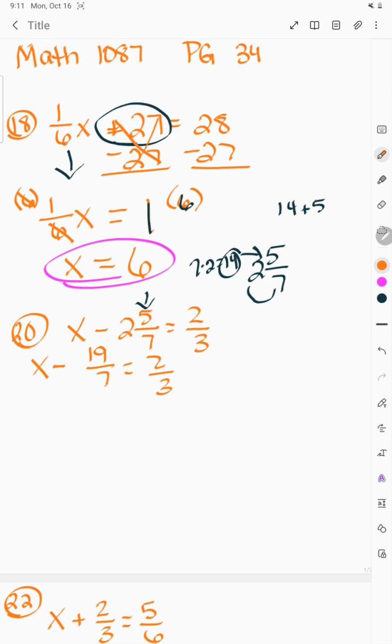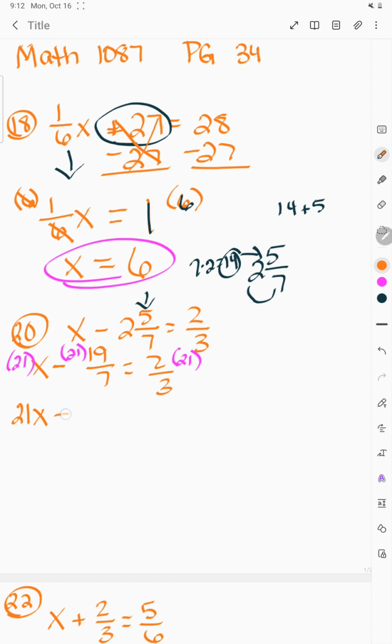All right, so now I need to get rid of my fraction. And I have a fraction on both sides of the equal sign, so I'm just going to multiply both sides by the greatest common factor. So my denominators are 7 and 3. So what is your greatest common factor between 7 and 3? And I hope that you said 21. All right, so 21 times x is 21x.